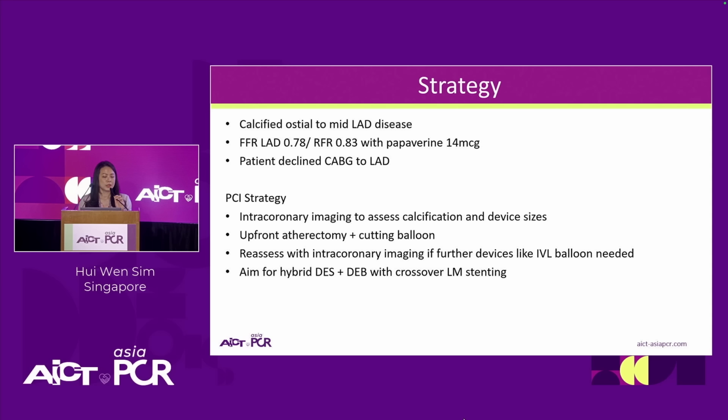We did an FFR. The FFR was 0.78, and the patient was actually offered CABG because of the heavily calcified lesion. However, she declined. She came back for a PCI. So this was the strategy.